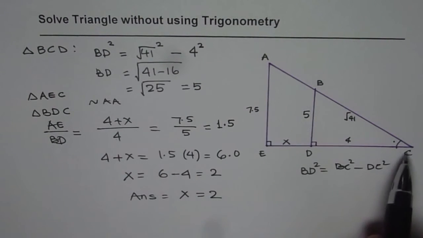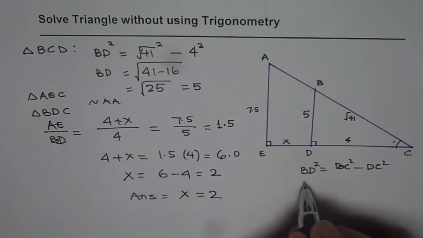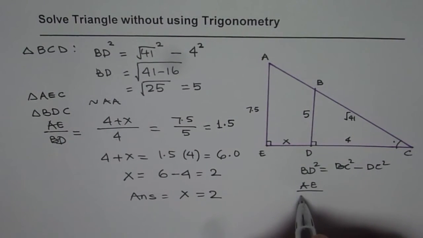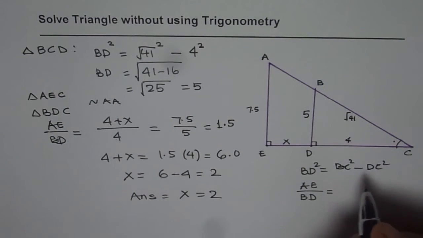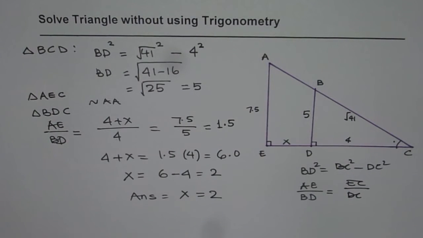Then use similar triangles and compare the ratios. And the ratios were AE over BD equals EC over DC. That should give you the answer, right? I hope the steps are absolutely clear to you. That is how you solve similar triangles.